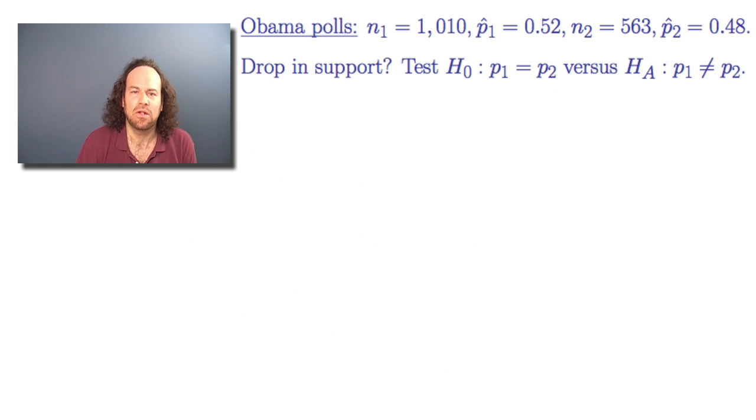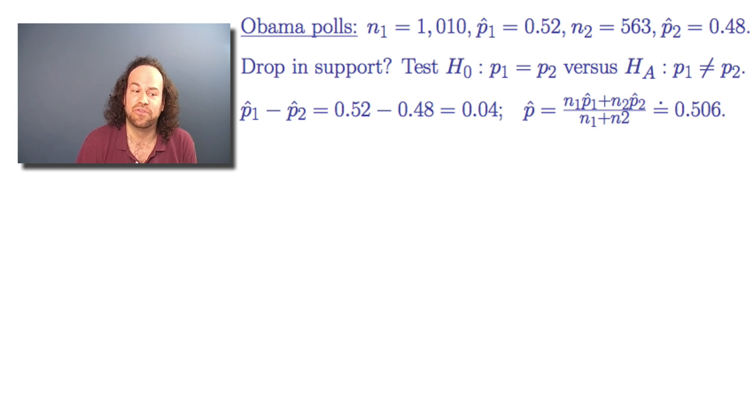What about the Obama polls? Well, in that case, remember we had two different polls with two different numbers of people sampled and two different observed proportions of the people who supported Obama. And now we can test, is there a drop in support? Well, in this case, again, we have the null hypothesis that P1 equals P2 compared to the alternative that they're not equal. Again, we can compute the observed drop, which is 0.04, and we can compute this pooled value for P hat, which is 0.506, or just over 50%.